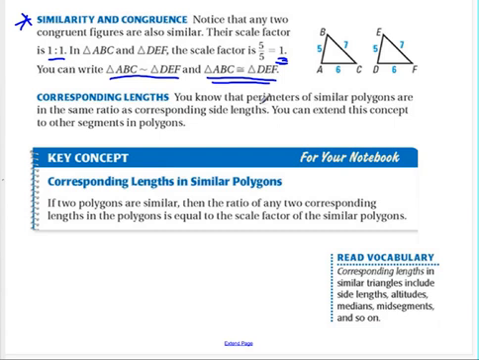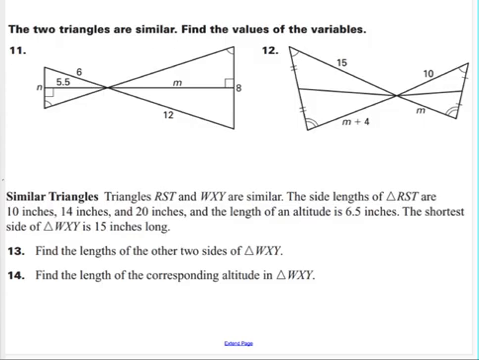The perimeters of similar polygons are in the same ratio as the corresponding side lengths, so you can extend this concept to other segments. Basically, if you know the scale factor, you also know the ratio of any lengths in a triangle, such as side lengths, altitudes, mid-segments, medians, and so on. So any relation of lengths is going to be related to the scale factor. Let's start applying these concepts.